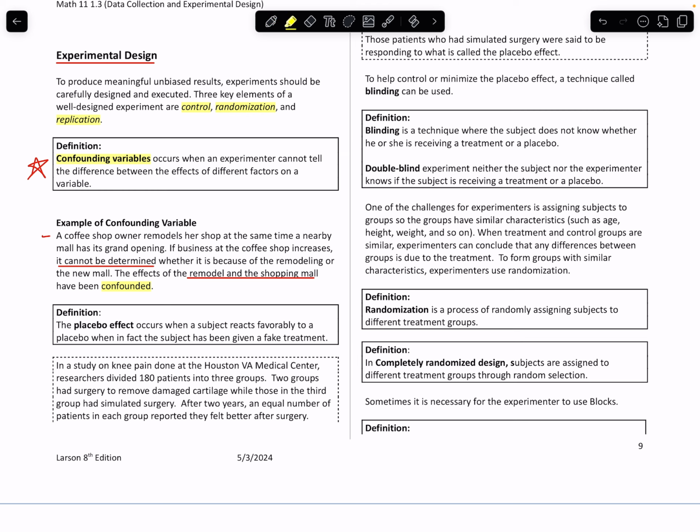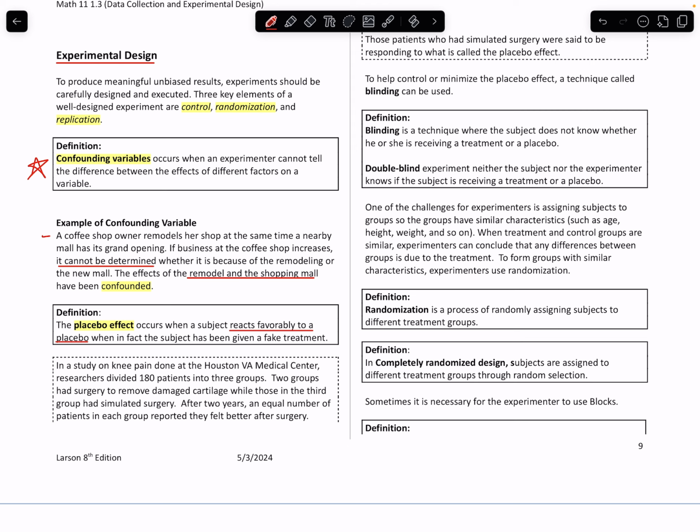Now, the placebo effect. Earlier we talked about a placebo. The placebo is just something that we give to people that is basically fake. It's made to look like the thing that we're trying to give them, but it means nothing. It's not going to do anything. And so the placebo effect occurs when a subject reacts favorably to a placebo, when in fact all they've been given is a fake treatment.